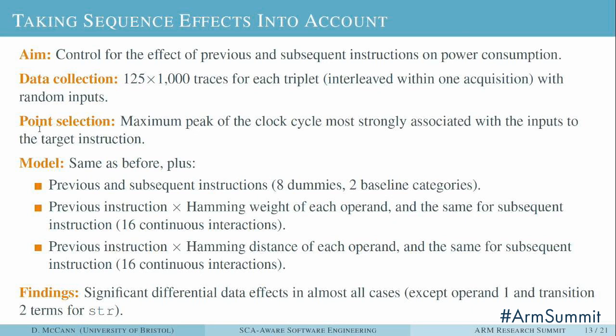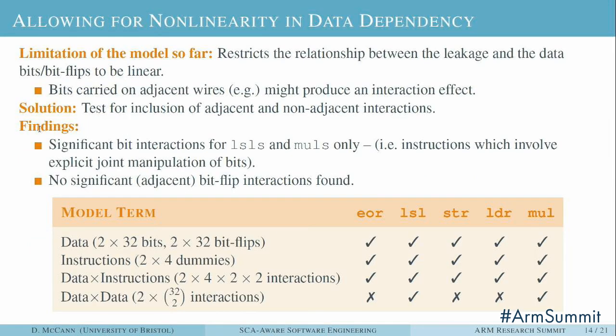We looked at the effect of the instruction before and the instruction after. For that, we just generated all the possible sequences, so there's only 125. Then we modeled exactly the same as before, so that's all the Hamming weights and Hamming distances. Plus, we also modeled the previous and the subsequent instructions, so the effect of those on leakage, and also the previous and subsequent instruction with relation to the Hamming weight and Hamming distance. We found that pretty much all of these had an effect on the leakage, so we included those in our final model.